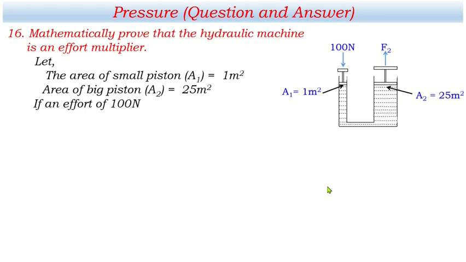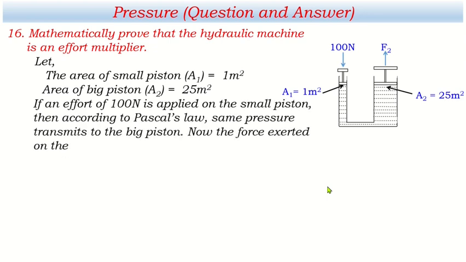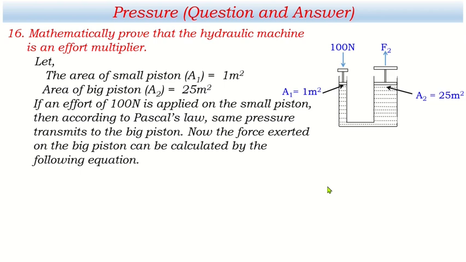Okay, this can be written this way: if an effort of 100 Newton is applied on the small piston, then according to Pascal's law, the same pressure transmits to the big piston. Now the force exerted on the big piston can be calculated by the following equation. Which equation? F1/A1 = F2/A2. In this answer, we have assumed different values for F1, A1 and A2, and with the help of these we can calculate F2. If F2 comes greater than F1, it proves that hydraulic machine is an effort multiplier. That's why I want to use all these values.